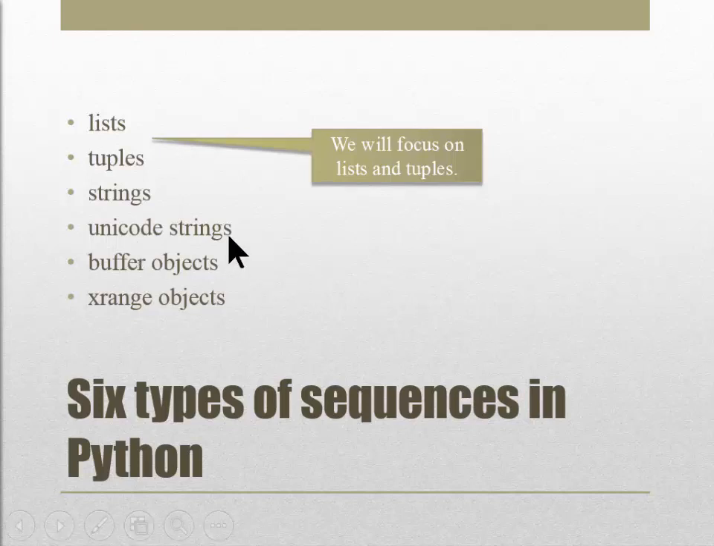We have Unicode strings. There are 2 ways of representing characters in computers. We can use ASCII codes, which have 256 different characters you can represent. And there's Unicode, which has, I think, over 1 million. Unicode is often used today because that way we can localize to multiple languages, and that allows us to represent languages like Chinese and Korean and Russian, which have different characters. So that's what a Unicode string is about. Then there are buffer objects and X-range objects. We are going to focus on lists and tuples, and also we will use strings.